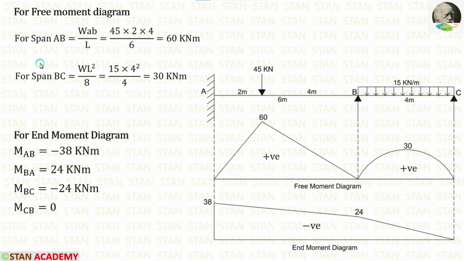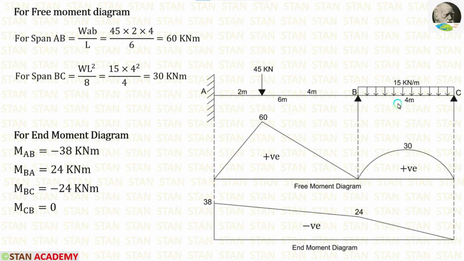For making the free moment diagram, we have to consider every span as a separate simply supported beam. In the simply supported beam, if the point load is not acting on the center, we have to split the beam into two parts, A and B. The formula for the maximum bending moment under the load is WAB upon L. Here W is 45, A is 2, B is 4, L is 6. When we apply in the formula, we are getting 60 kN meter.